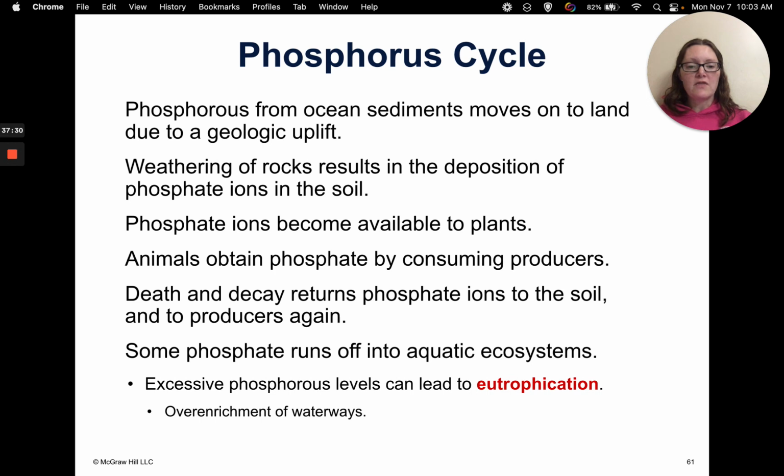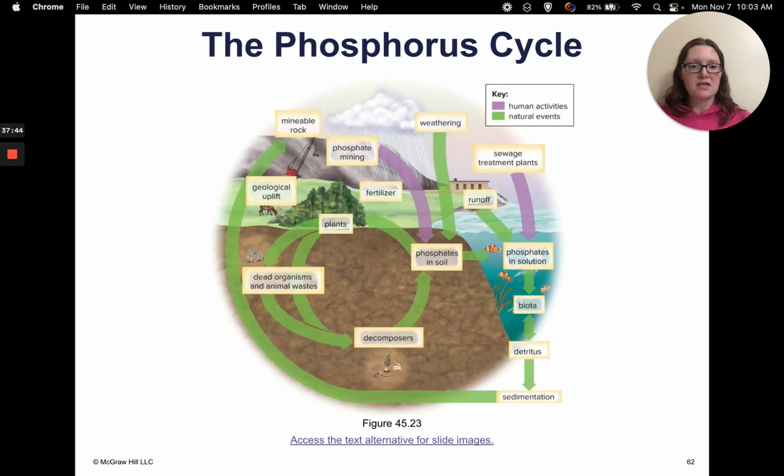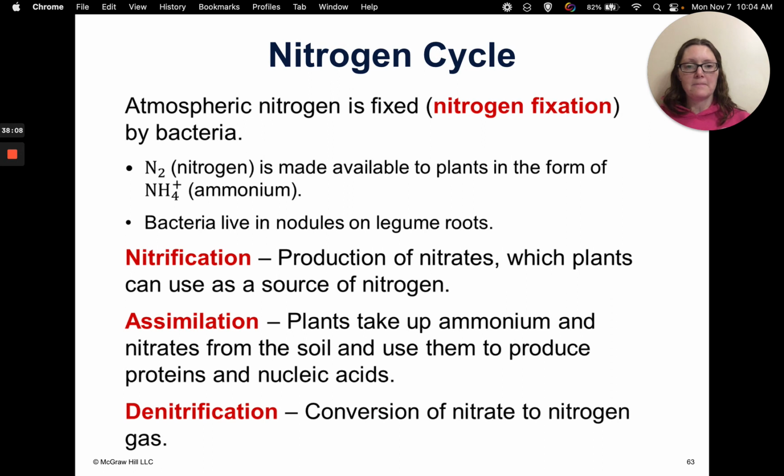Some phosphates run off into the aquatic systems. Excessive phosphorus levels can lead to eutrophication and over-enrichment of waterways. So it's a balance. We need some phosphorus to have our plants grow, but too much can cause issues. Again, the green represents natural and the purple represents human issues. Phosphate mining and sewage treatment plants are adding more phosphates back in than what is natural. But you can see this isn't quite as much of a problem as the carbon was. So there is more natural happening here than unnatural, which is a good thing.